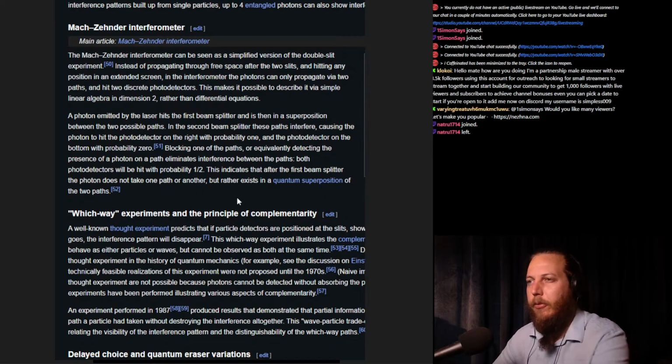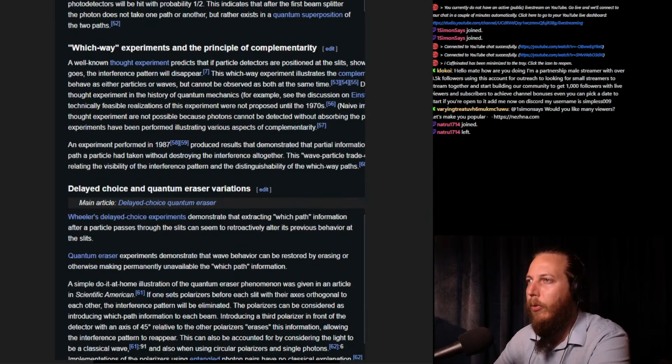Indicates that after the first beam splitter, the photon does not take one path or another, but rather exists in a quantum superposition of the two paths. Which-way experiments test the principle of complementarity. A well-known thought experiment predicts that if particle detectors are positioned at the slit, showing through which slit a photon goes, the interference pattern will disappear. This which-way experiment illustrates the complementarity principle that photons can behave as either particles or waves, but cannot be observed as both at the same time.